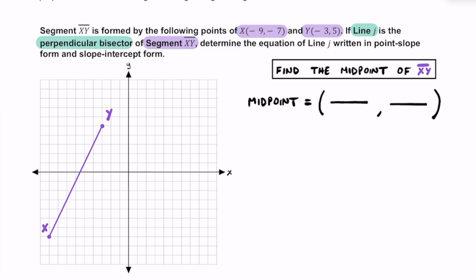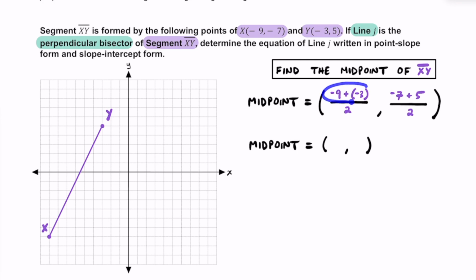So to find the midpoint of XY, let's go ahead and average the x values. So take the -9 plus this -3. Those are the two x values for XY. Go ahead and divide that by 2. That's going to be the average of the x's. Let's go ahead and average the y. So take the y value of -7, add 5, and then divide that by 2.